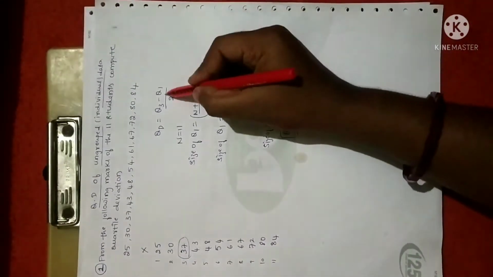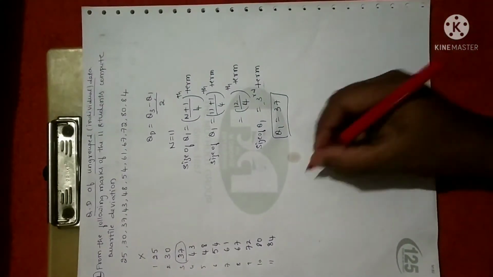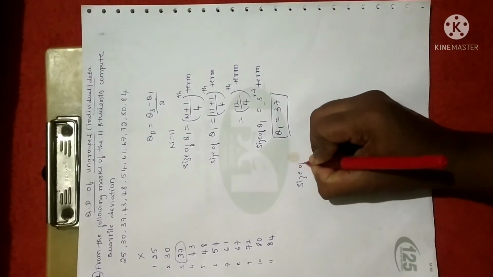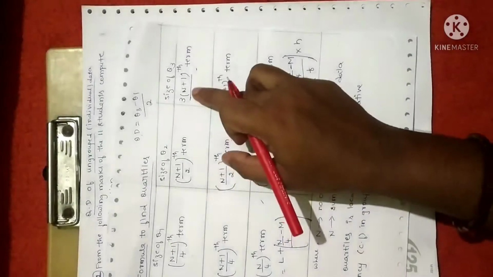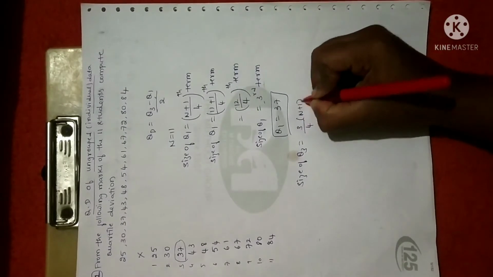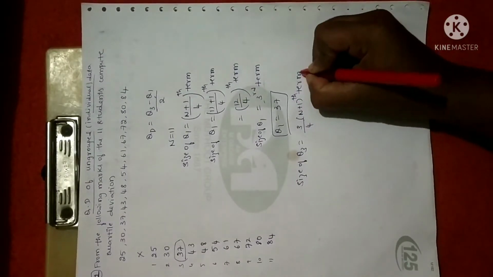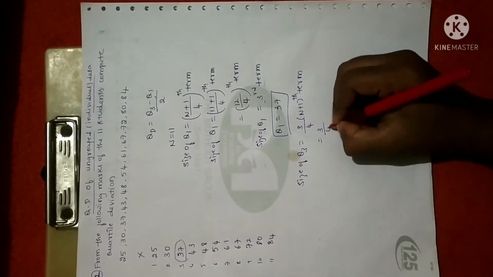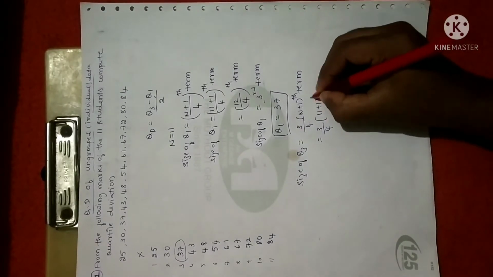Now what else we require is Q3, so we need to calculate the size of Q3. The formula for Q3 for ungrouped data is clearly given in the list: 3 by 4 into n plus 1th term. I am showing you the formula list just for your reference. So 3 by 4 into n, which is 11, plus 1th term.